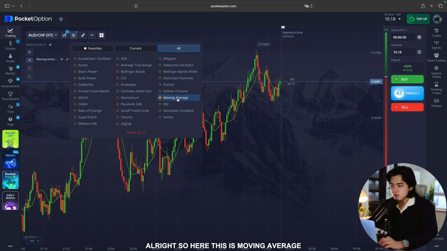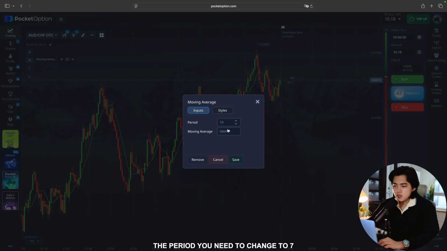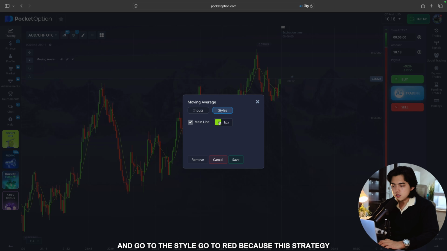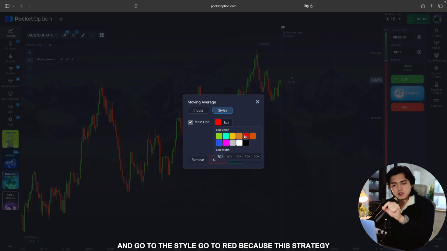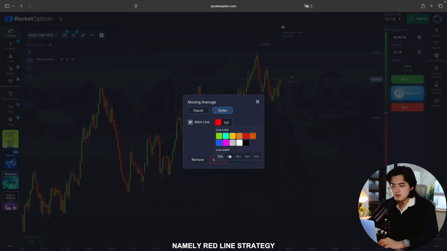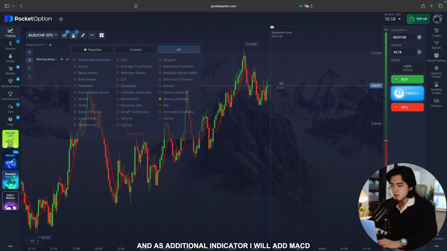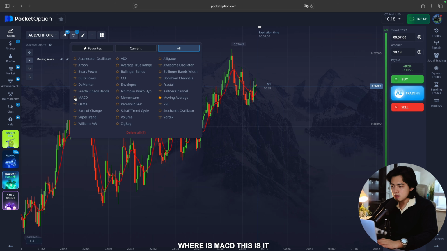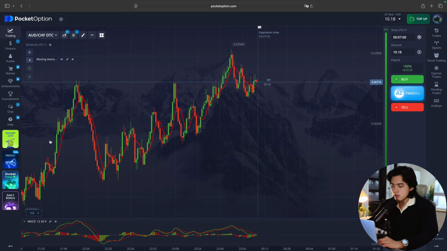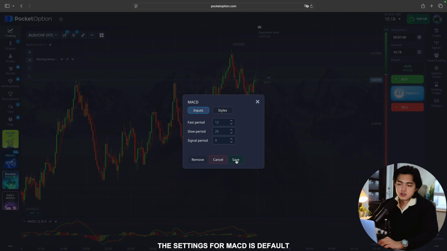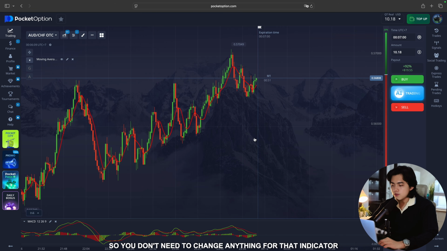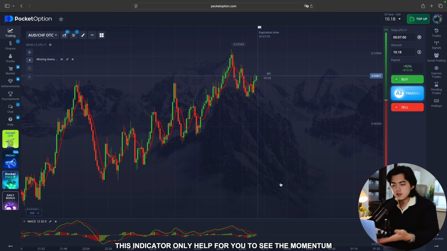Alright, so here this is moving average. The period you need to change to 7, and go to the style, go to red, because this strategy is namely the red line strategy, and then save. And as an additional indicator I will add MACD. Where is MACD? This is it. The settings for MACD are default, so you don't need to change anything for that indicator. This indicator only helps you to see the momentum.